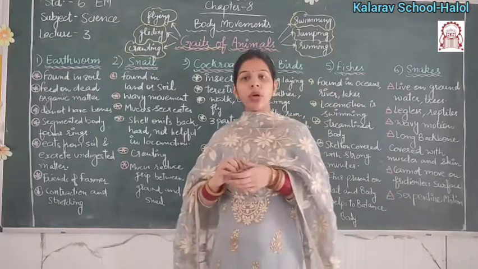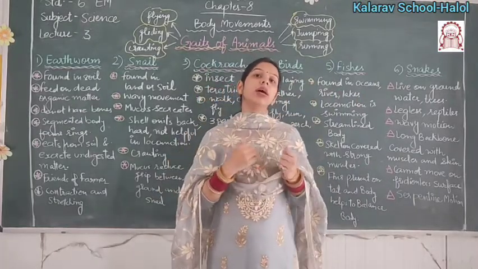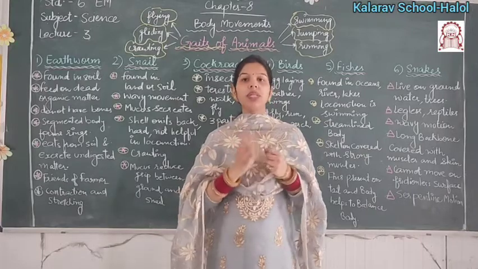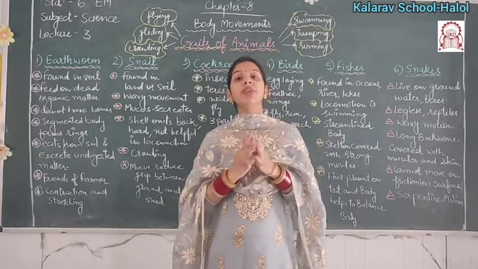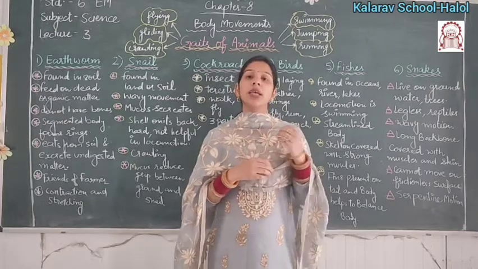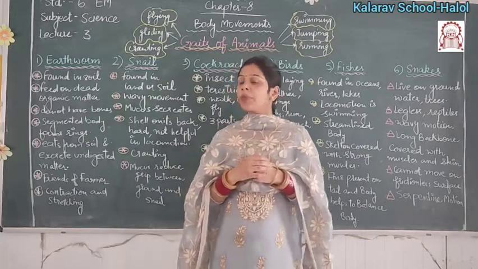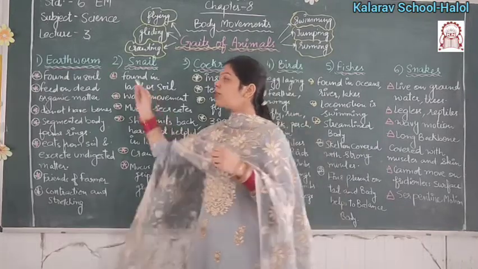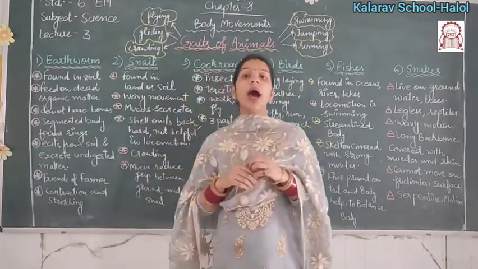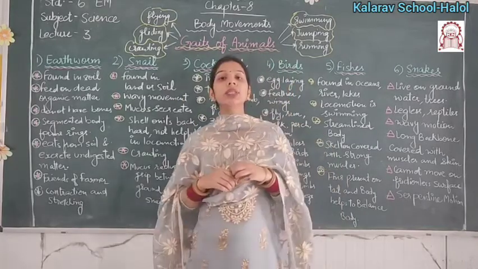In your textbook, we have different types of animals and their different types of movement. So we will study one by one the different types of animals, their body structures, their eating procedures or their movement procedures. Number one is earthworm. Earthworms are animals found in soil.